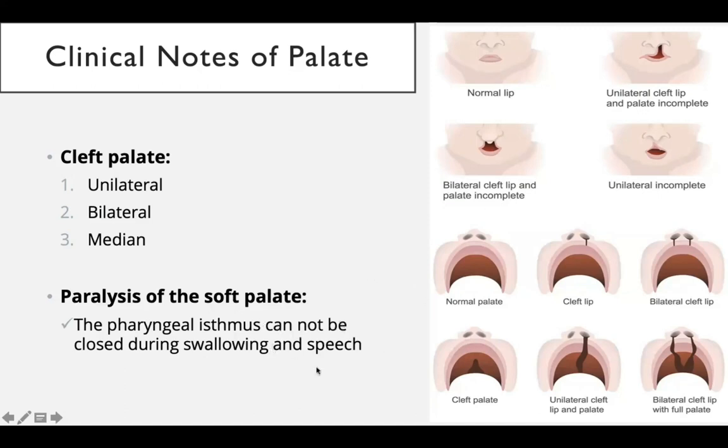And during speech, if there is paralysis of the soft palate, because the palate, especially the soft palate, is movable, a muscular fold, it helps in making different kinds of sounds. It helps in the modification of sound and speech. So if it's paralyzed, we cannot speak properly, or the sentences will not be clear.